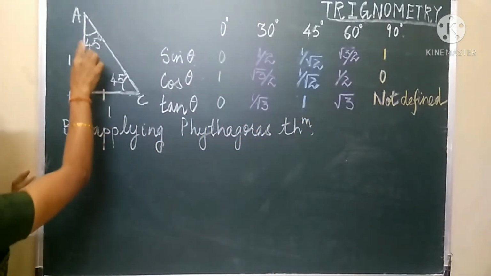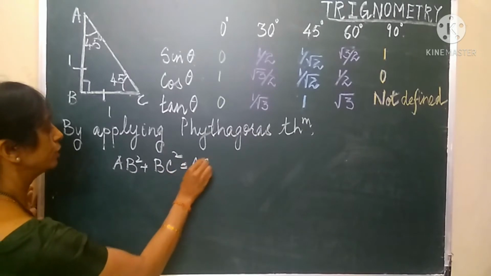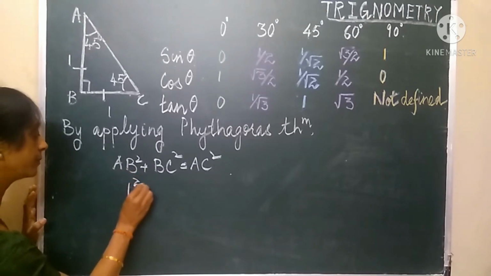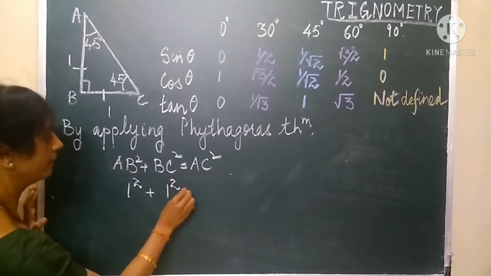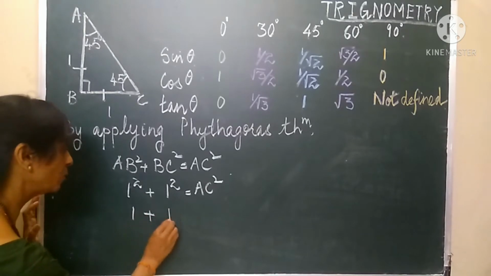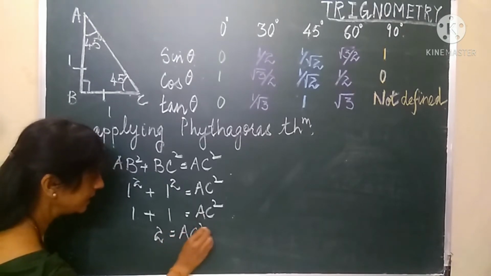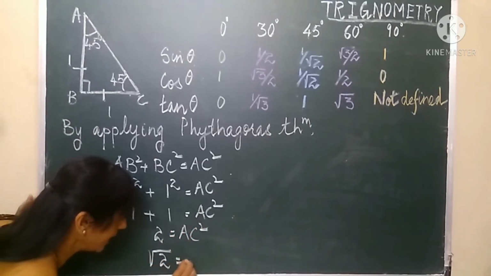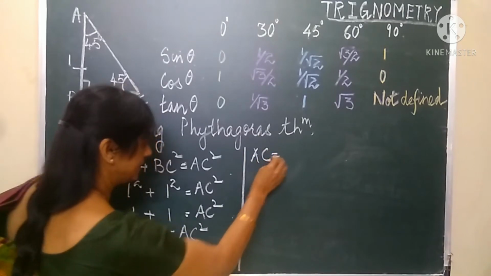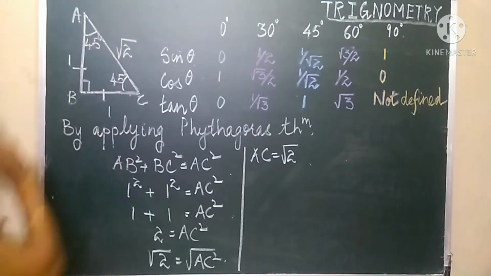for triangle ABC, what do we get? We get AB square plus BC square is equal to hypotenuse square, that is AC square. How much is AB over here? It is 1 unit. So 1 square plus 1 square will be equal to AC square, which is unknown yet. 1 square is 1 plus 1, which is equal to AC square. 1 plus 1 gives us 2. That is AC square, taking the square root on both the sides. Finally, we get AC is equal to root of 2. So, the value of AC is root 2.